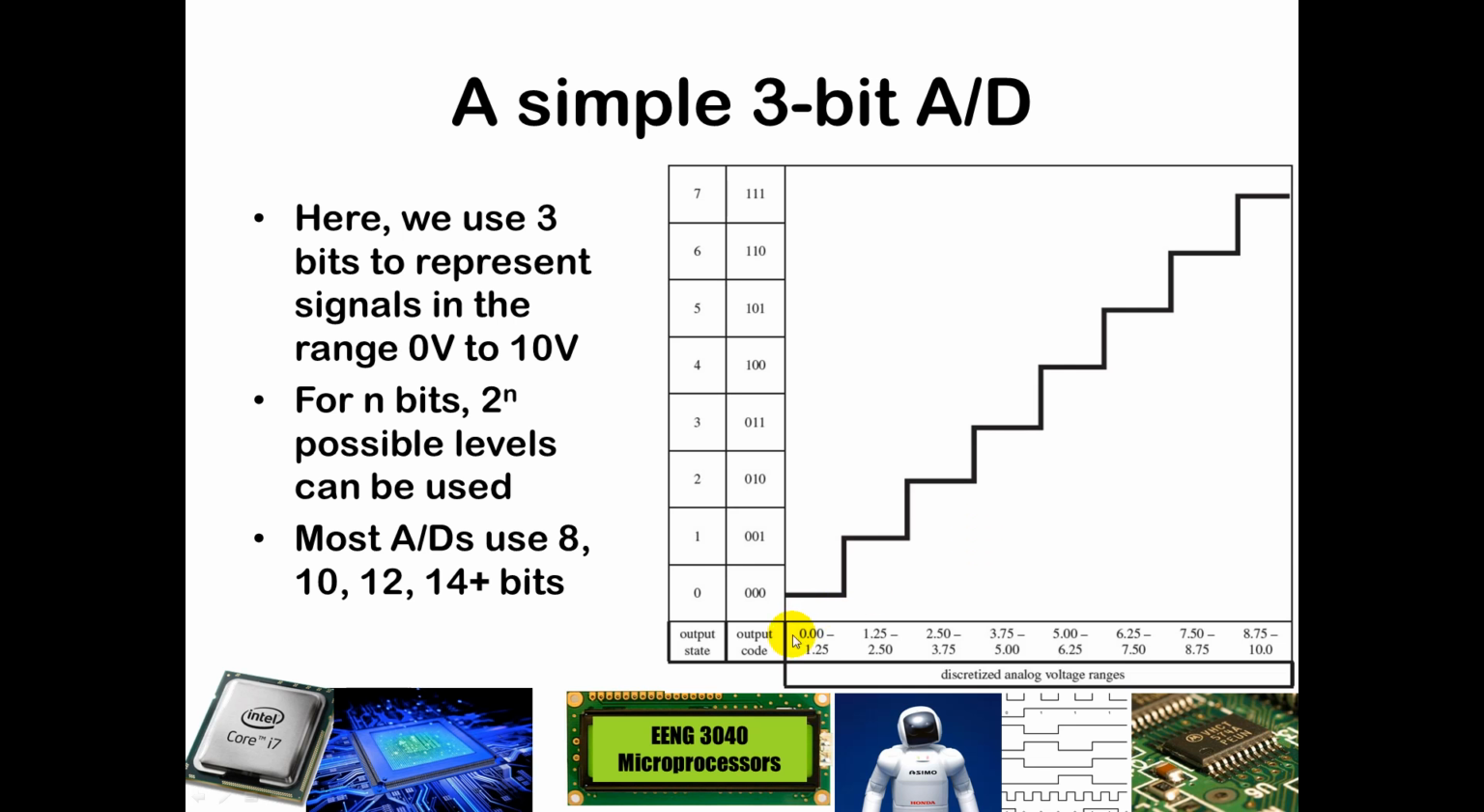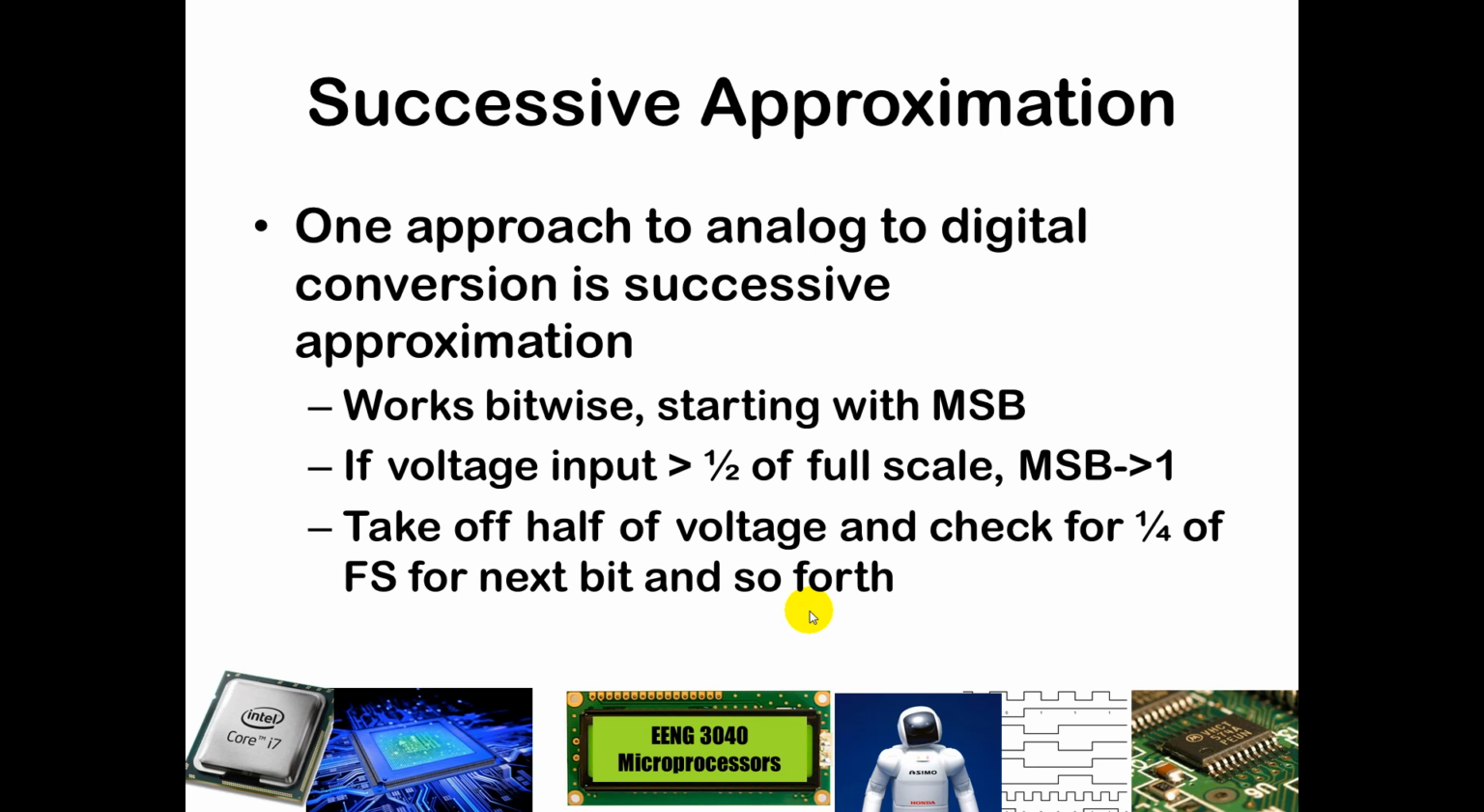In this case, we only have 3 bits, so our voltage range is rather broad. In this particular example, you can only narrow down your signal to anywhere within 1.25 volts. If you added another bit, then you could narrow it down to half as much voltage, or 0.625 volts in that particular case. And the more bits you add, the closer you can get to exactly what voltage level you have coming in. So how is this done?